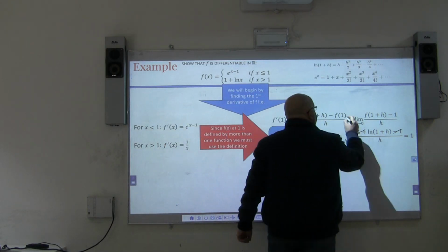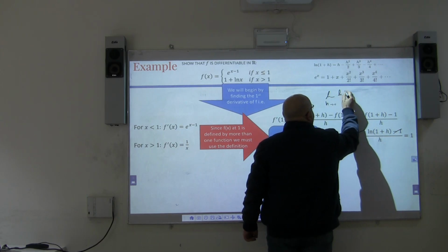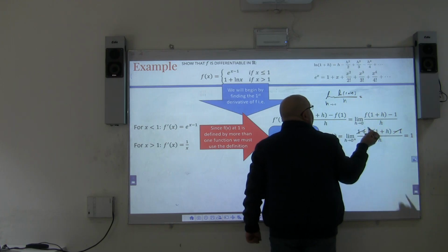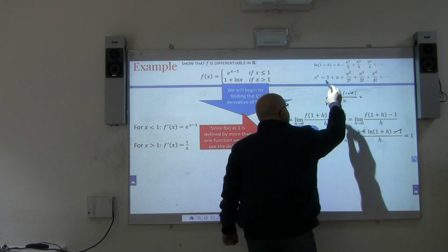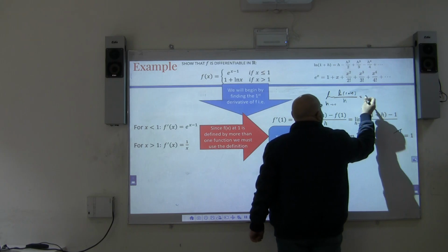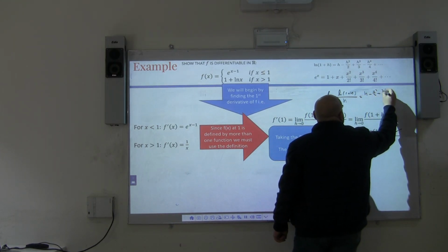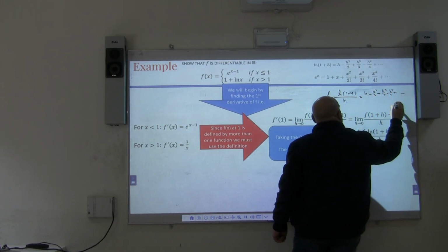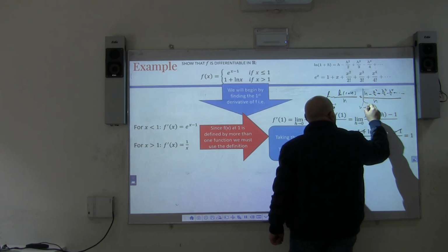Once more, I need to evaluate the limit as h tends to 0 of ln of 1 plus h divided by h. It's very simple. I will use the Maclaurin expansion for ln of 1 plus h, which is h minus h squared over 2 plus h cubed over 3 minus h to the power of 4 over 4, and so on. All of this is divided by h, and that's the limit as h tends to 0.